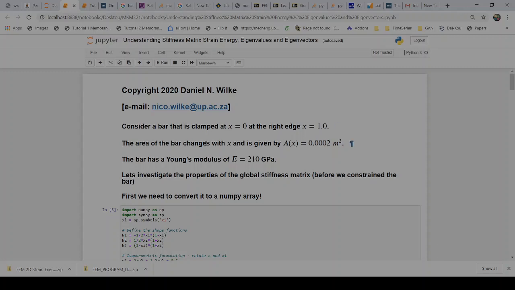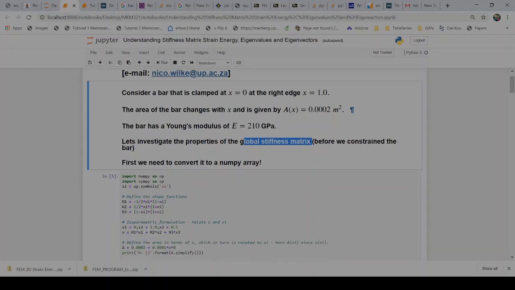Okay, consider a bar that is clamped at both the left and the right edge, with no loading applied. We're going to focus on the global stiffness matrix and see what the effect is when you start clamping. But first we look at the global stiffness matrix before any constraints are applied to the bar. What matters here is the area, the Young's modulus, and the length. That is what we need to compute the global stiffness matrix, before any loads.